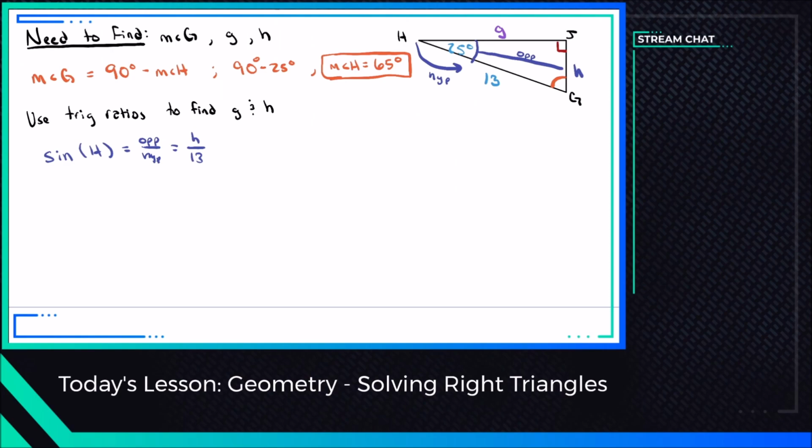And so now we just have to solve for h like we did last time by multiplying 13 over to both sides. So 13 multiplied by the sine of H, where H is equal to 25 degrees, is equal to little h. Plugging that into a calculator, you approximately get 5.5.